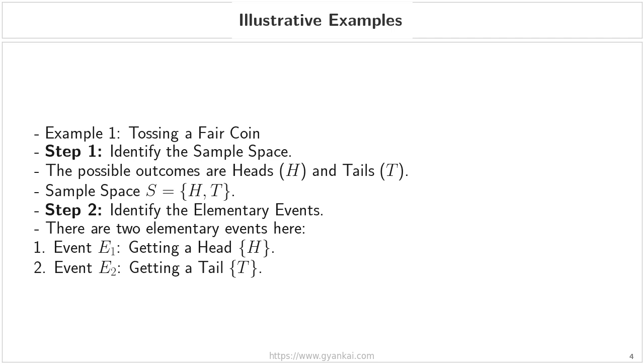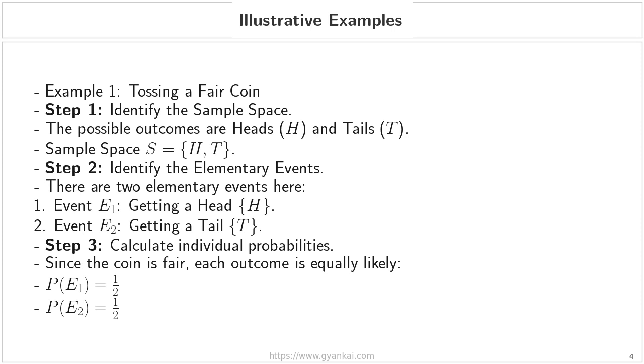Moving on to step 2, we need to identify the elementary events within this space. Remember from our previous slide that an elementary event must consist of exactly one single outcome. In this experiment, we have exactly two elementary events. The first event, which we'll call E sub 1, is simply getting a head, or the set containing H, and the second event, E sub 2, is getting a tail, or the set containing T.